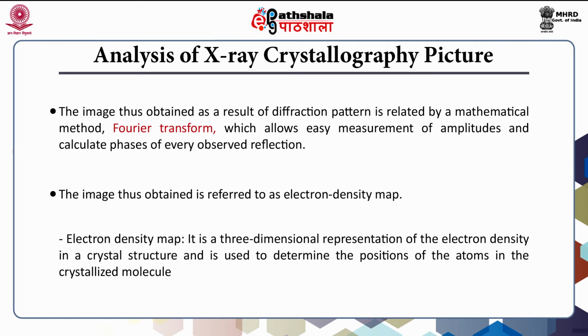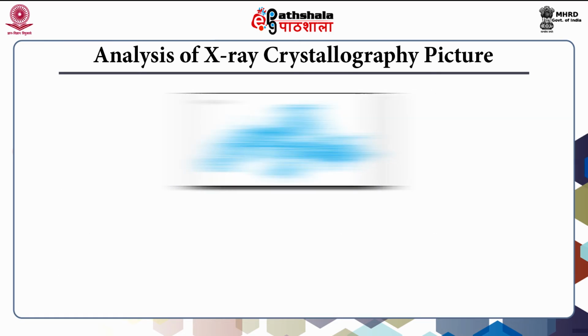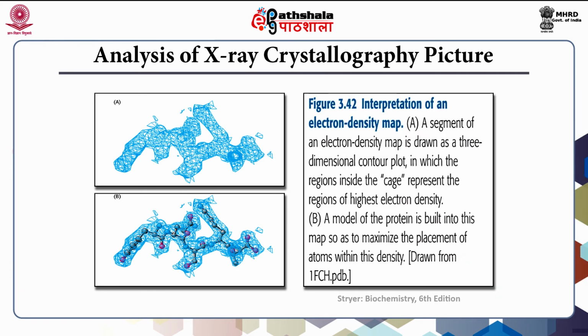So, in the next slide we will see one example picture of an electron density map. So, here we can see the electron density map. On the left hand side you can see two pictures, A and B. In picture A we can see the electron density map, and in this electron density map we can see several cages, and these cages indicate the location of atoms because atoms contain electrons in their orbits. So, the electron density map indicates the presence of atoms, and these atoms we can add into this model and we can build a basic protein structure model by using the electron density map.